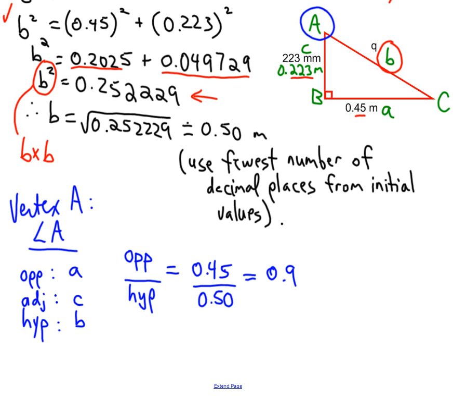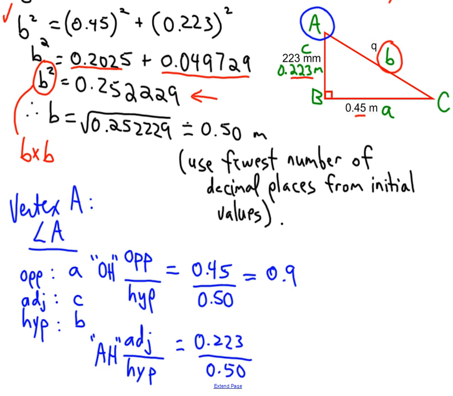The other ratio is the adjacent over the hypotenuse, and you may remember that as cosine. That's the AH of SOHCAHTOA. Sine is the OH, and that would be 0.223 divided by 0.5. Keep in mind again, if you actually calculate the value, you're going to get 0.446. So the height of the triangle is less than half of the hypotenuse, about 45% of it. Okay, that's what 0.446 is as a percentage.